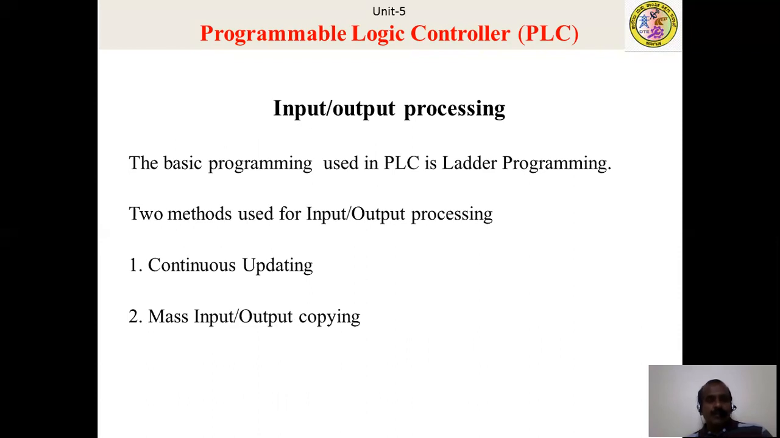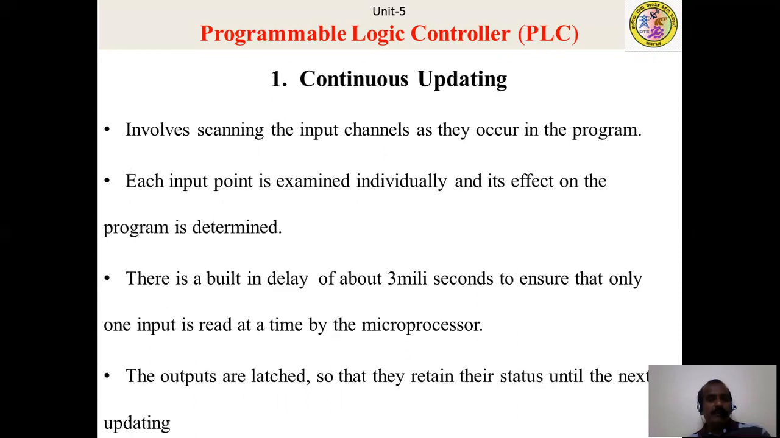Input-output processing. The basic programming used in PLC is ladder programming. There are two methods we use for input-output processing. The first one is called continuous updating, and the second method is called masked input-output copying. So what is continuous updating?